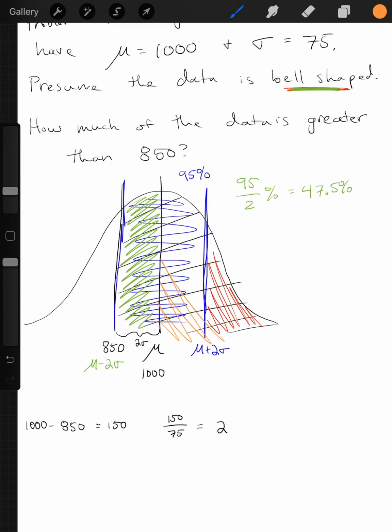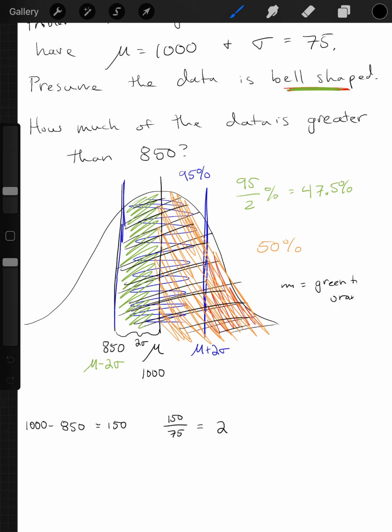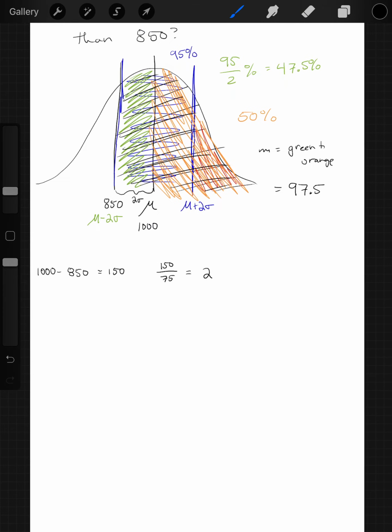And because it's the mean, it divides the whole data set in half. So this part is 50%. Right? So that means that the part that we wanted is this stuff, green plus orange. So we get 97.5%. Right, so that's the way the book does it, is it has you figure out stuff based on mu dividing things in half.